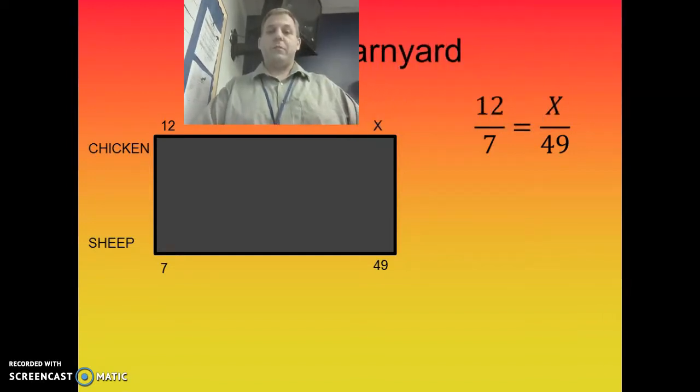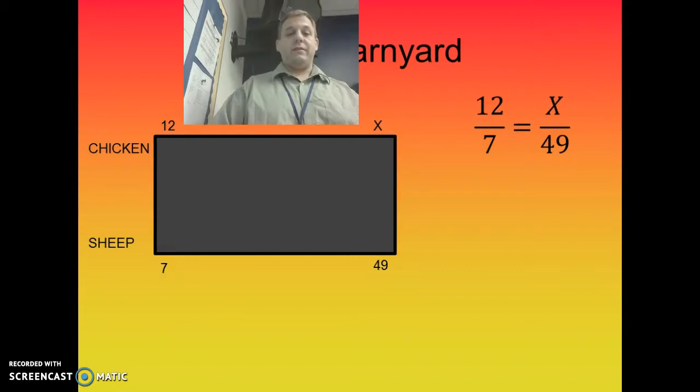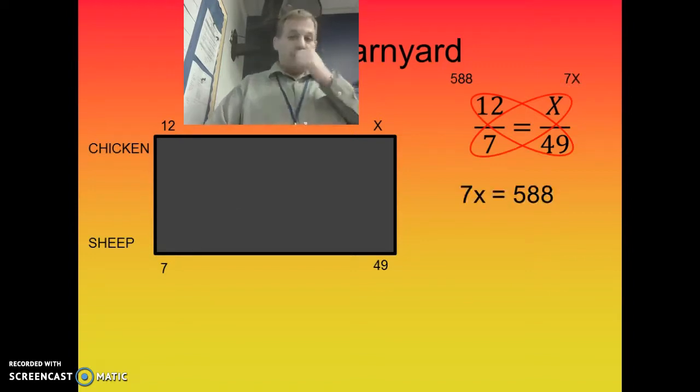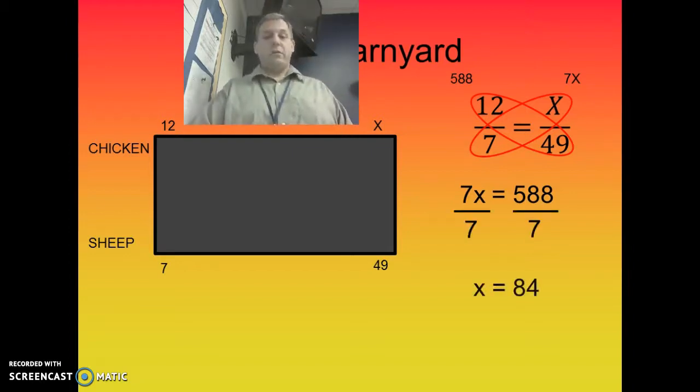So I'm going to set up my proportion. I'm just going to move my screen around because I need to. And I get 12 over 7 equals x over 49, just like it is in the box right here. I'm going to cross multiply, and I get 588 equals 7x. So I bring those down along with my equal sign to get my one-step equation. When I divide both sides by 7, I get 84.